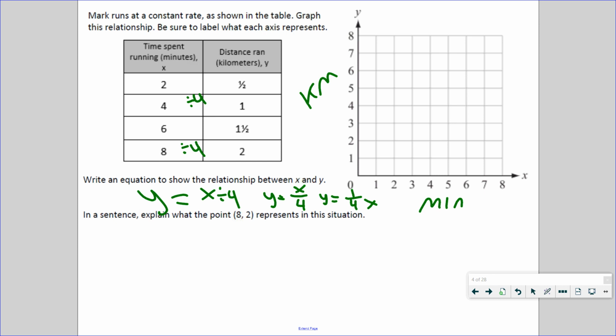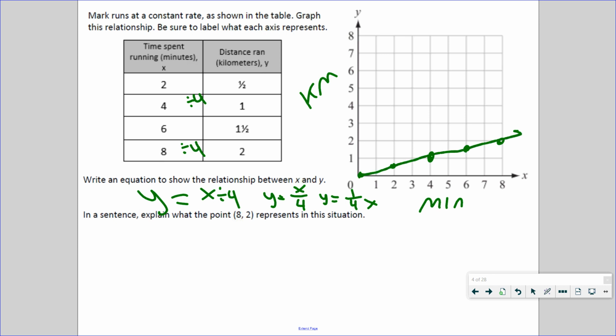So let's graph it now. In 2 minutes, he ran half of a kilometer. In 4 minutes, he ran 1. In 6 minutes, he ran 1.5. And in 8 minutes, he ran 2 kilometers. What about in 0 minutes? He ran 0 because he hasn't run. Do I connect it? Yes, I do.